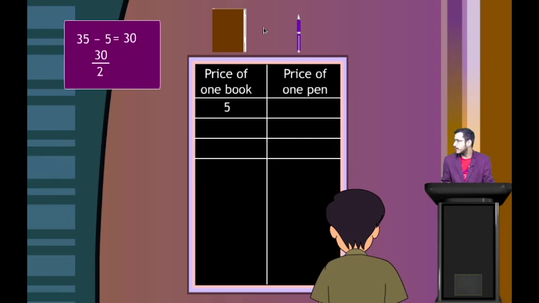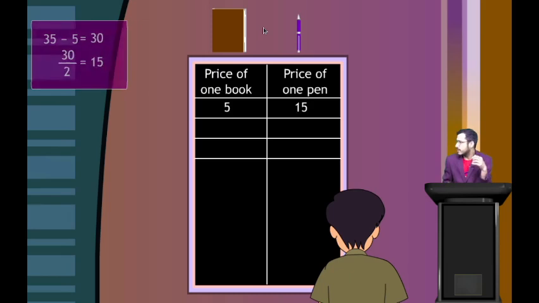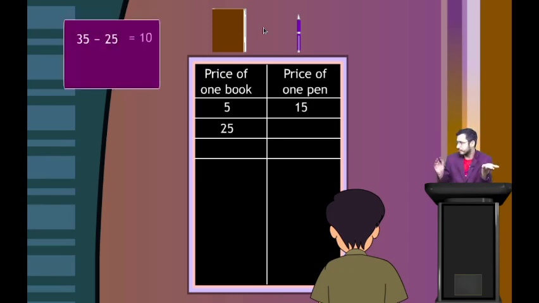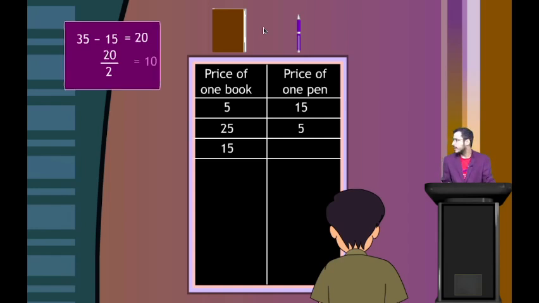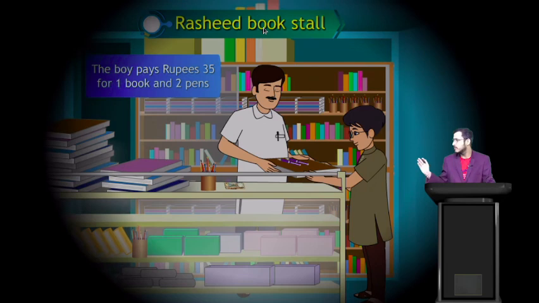35 minus 5 is equal to 30, and 30 divided by 2 is 15. So the price of one pen is rupees 15 here. Similarly 35 minus 25 is equal to 10, and 10 by 2 is 5. So the price of one pen is equal to 5. When the price of one book is 15, so the boy pays rupees 35 for one book and two pens.